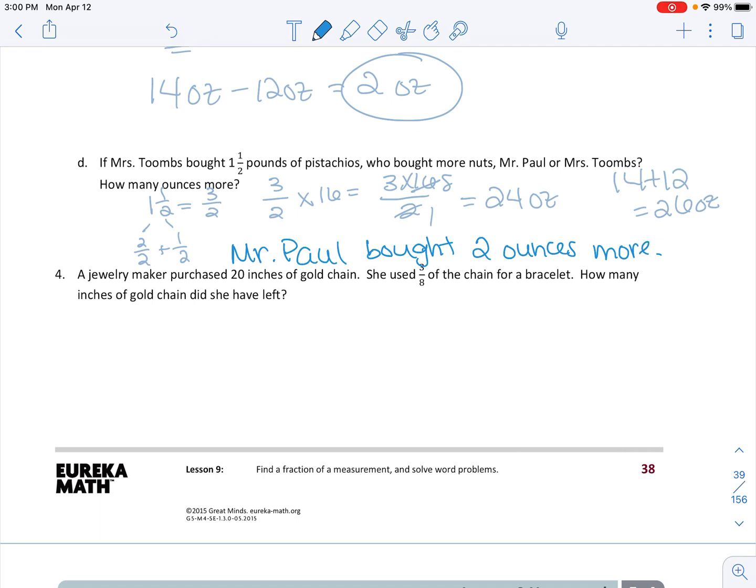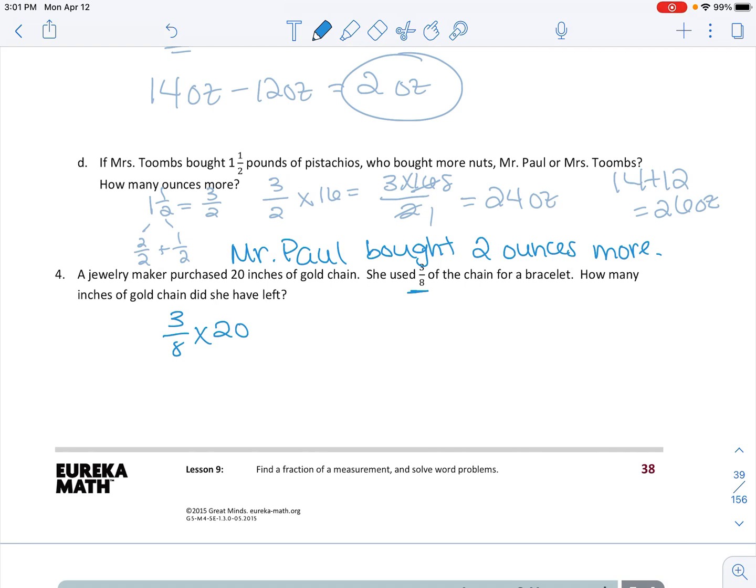Pause the video, try number 4, and come back and check your work. A jewelry maker purchased 20 inches of gold chain. She used 3/8 of the chain. How many more inches does she have left? Well, let's see, 3/8 is how many inches? Oh, I lied. We want 3/8 of 20. So I'm going to take 3/8 times 20.